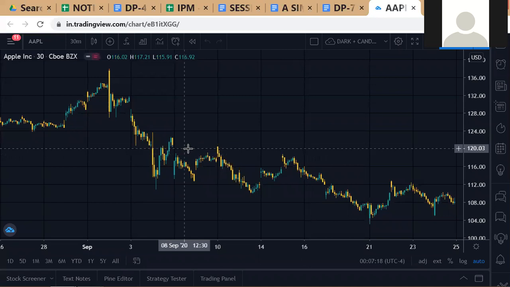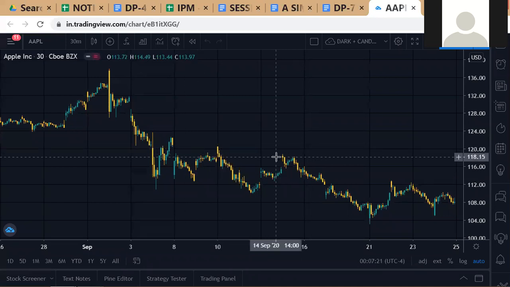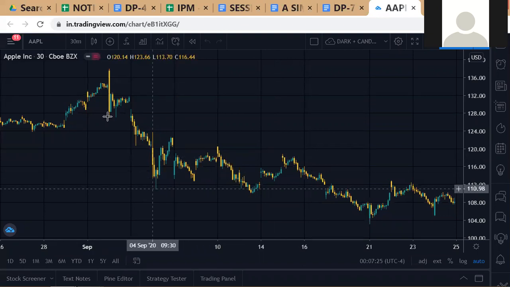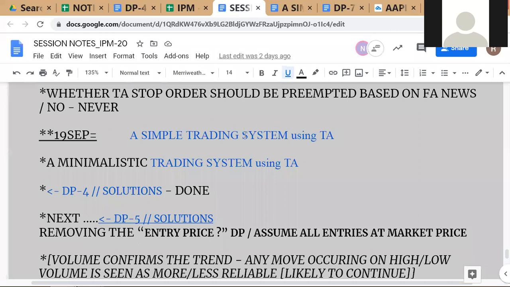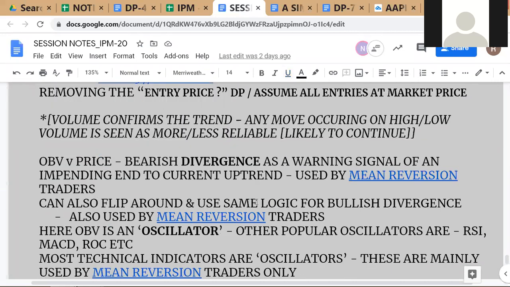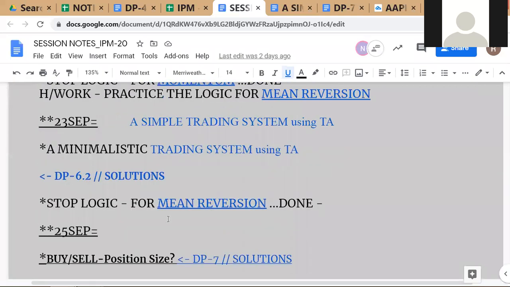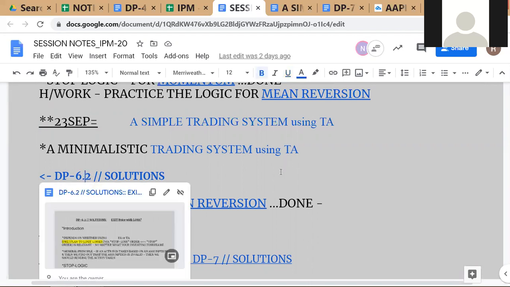All right. So if you remember in the last class, we had finished off here. We had looked at a chart of Apple, although Apple is not one of your tickers. What we were discussing in the last session, I'll just recap here quickly for you to get a sense of where we were. We were discussing the stop logic for mean reversion trades.